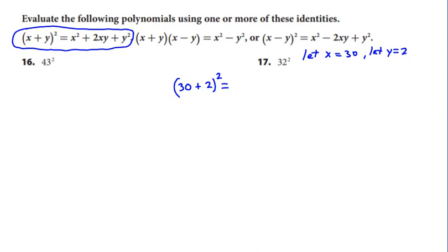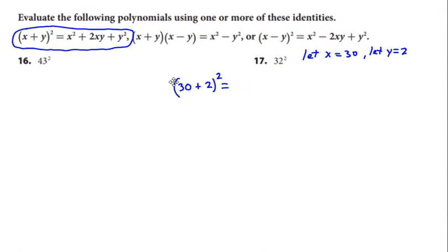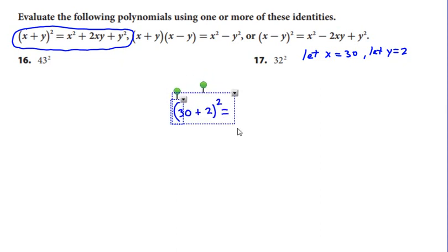What I'm going to do for this is write the identity. I'll put the identity right above it for clarity's sake. I'm going to put right above here quantity x plus y squared equals x squared plus 2xy plus y squared.